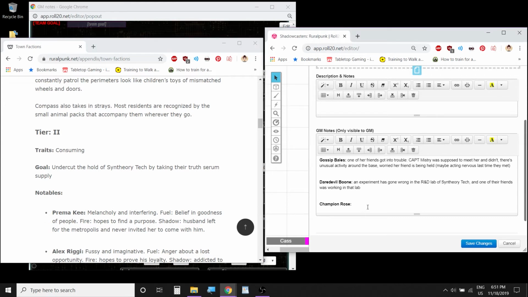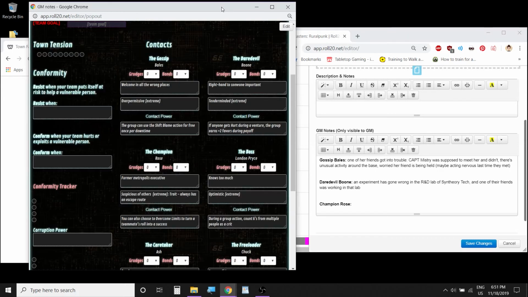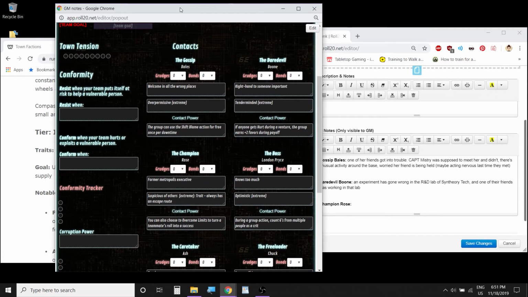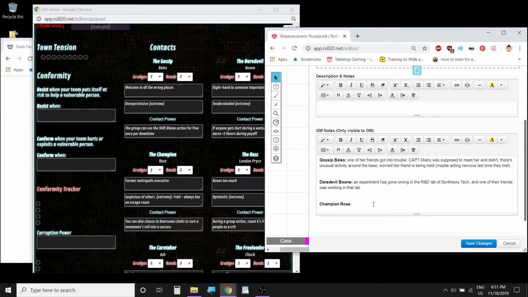So, I mean, I think if we think of Champion Rose, and thinking from the champion, like, she wants to protect the town, right? And she wants to help the needy. And she's a former Metropolis executive, so she knows how Syntheory Tech is keeping its people in line. She knows they're using this true serum. So what she wants to do is steal the destructive and abusive true serum Syntheory Tech uses to monitor its employees. So that's more of a heisty one.